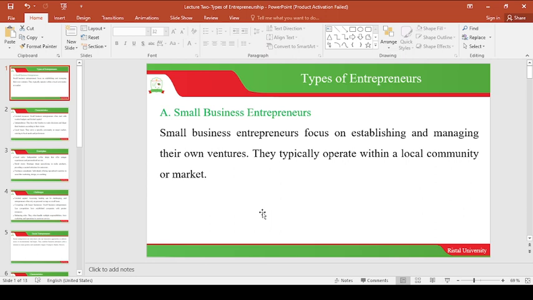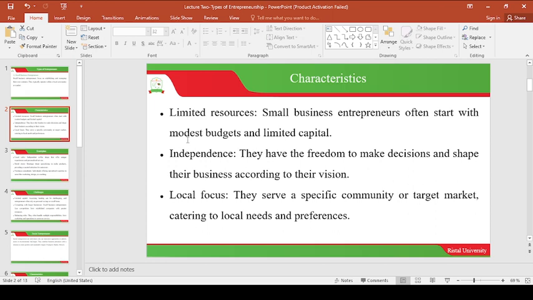We're going to look at the characteristics of small entrepreneurs. How do we know that this business falls under small entrepreneurship? One characteristic is the limited resources. Small business entrepreneurs often start with a modest budget and limited capital. And that is because you are the only person who starts the business. You might not have the large capital to start a bigger business.